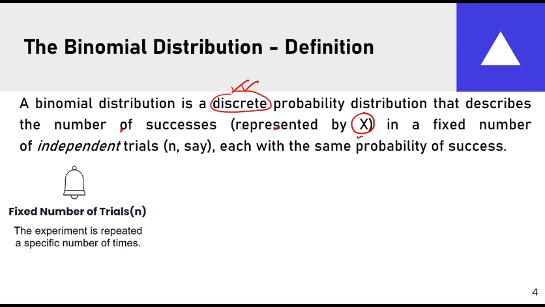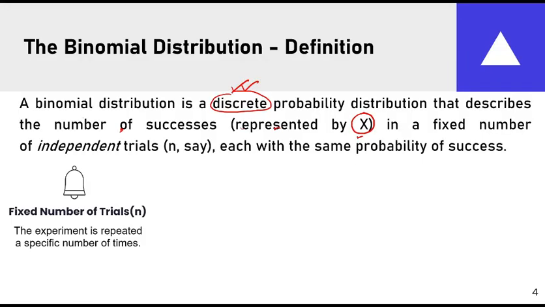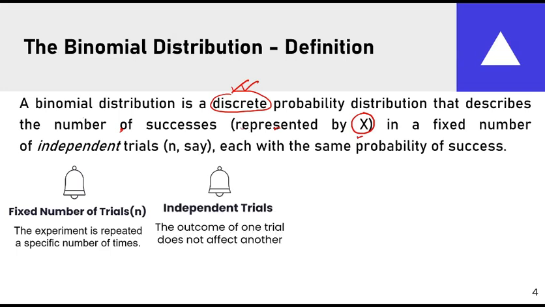This number of trials is the number of people I approach, the number of people who sit in the examination. You can have other examples: the number of products tested for quality, the number of applicants who apply for a loan, the number of shipments which will arrive to you. I have ordered a lot for Diwali, say 10 to 15 products I have ordered. So n equal to 10 or 15, whatever. So this is the first very important thing, that the experiment is repeated n number of times and that number is specific. Then comes independent trials.